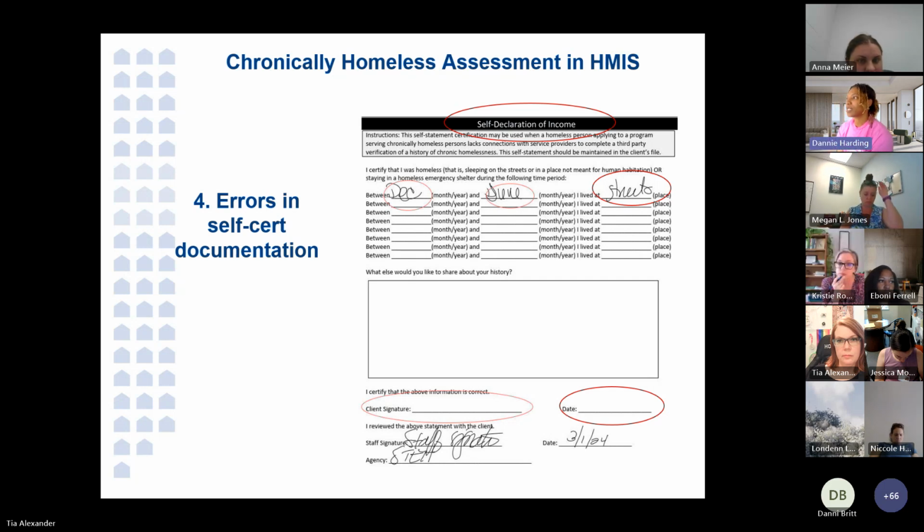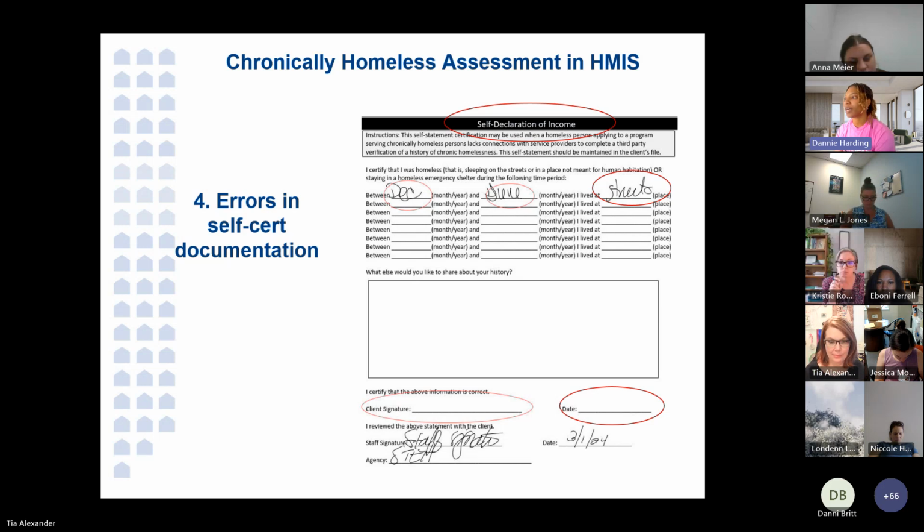Errors in self-cert documentation: not signed or dated by the client. The document uploaded is something other than self-cert. The document says third-party verification, or the doc is something completely different, like a pay stub. Months are not documented, or years are not documented. The location is not specific enough. The document is blank and only includes signatures.